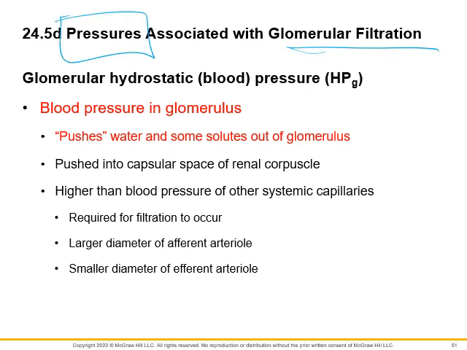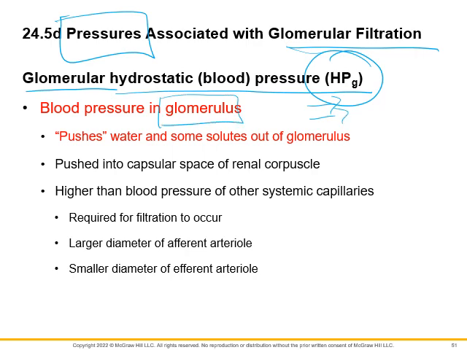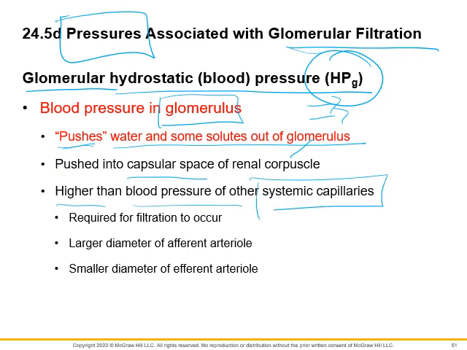and I've kind of alluded to them a little bit, but we have glomerular hydrostatic pressure. Remember, hydrostatic pressure is the pressure of fluid pressing on the walls of the capillary. So the blood pressure in the glomerulus is what pushes the water and the solutes out. It pushes them from the glomerulus into that glomerular capsule space, higher than blood pressure of other systemic capillaries. So we're going to see some higher numbers here required for filtration to occur.